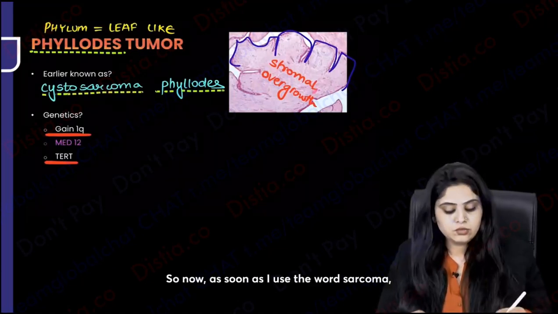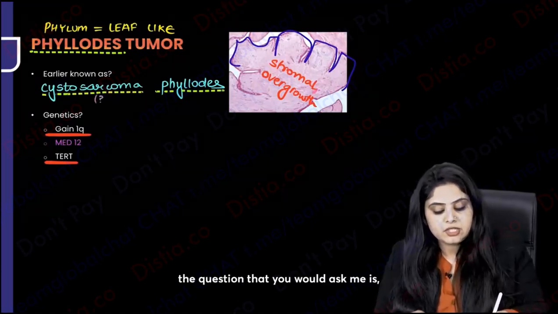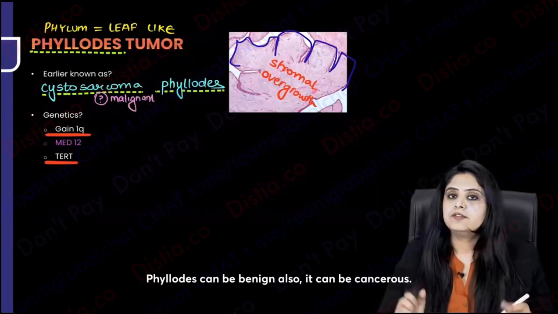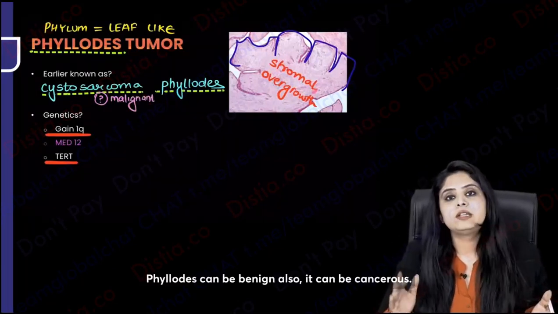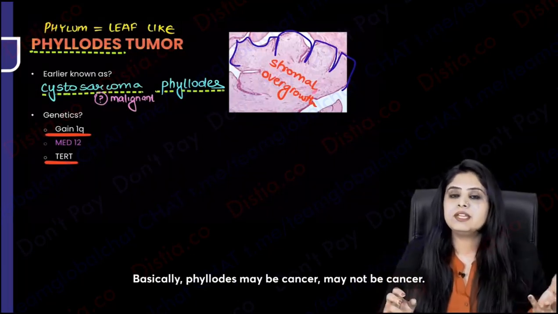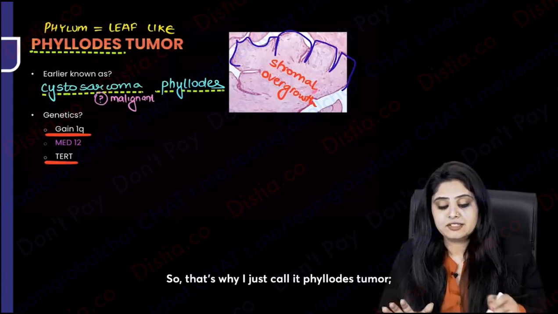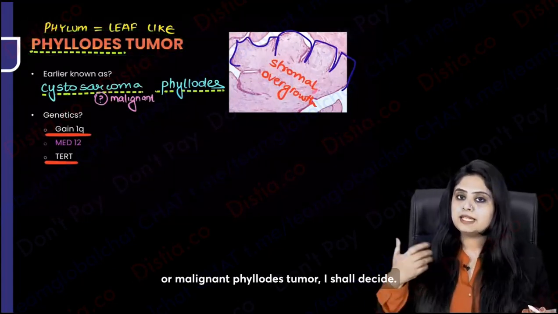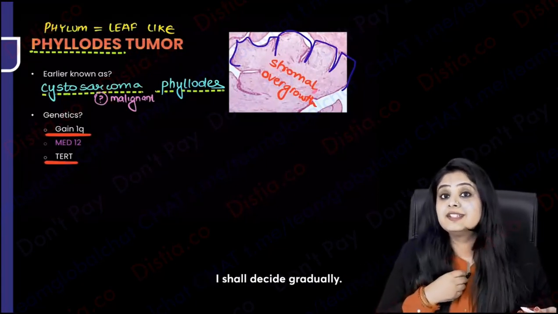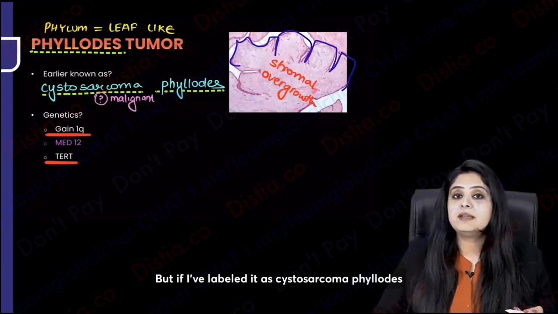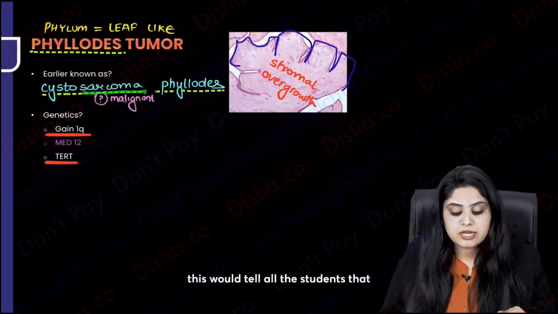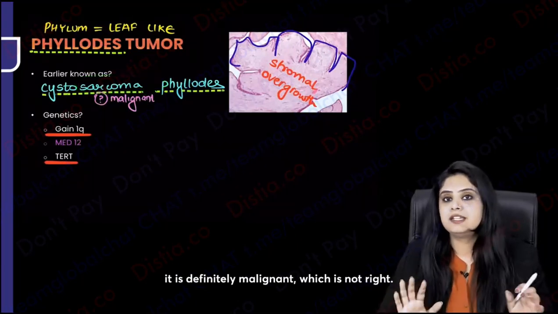So now as soon as I use the word sarcoma, the question that you would ask me is it always cancerous? Is it always malignant? So now my answer is no. Phyllodes can be benign also, it can be cancerous. Basically, phyllodes may be cancer, may not be cancer, so that's why I just call it phyllodes tumor. Whether it is benign phyllodes tumor or malignant phyllodes tumor, I shall decide gradually. But if I've labeled it as cystosarcoma phyllodes like they used to do earlier, this would tell all the students that it is definitely malignant, which is not right.